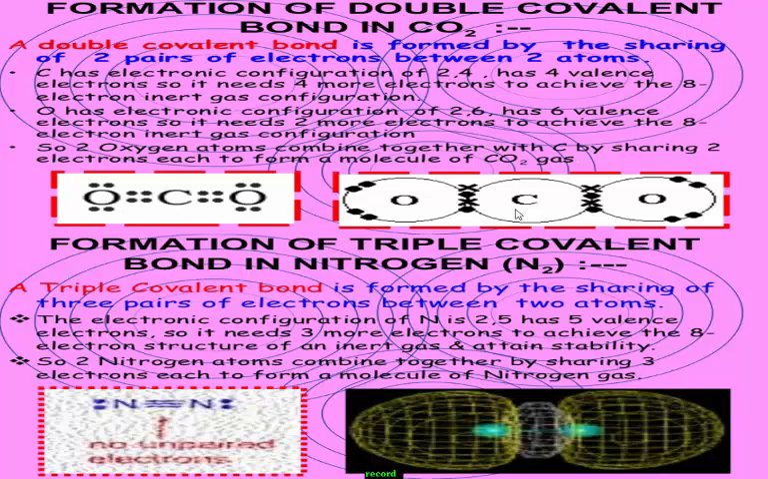And 2 nitrogen atoms combine together by sharing 3 electrons each to form a molecule of nitrogen gas.